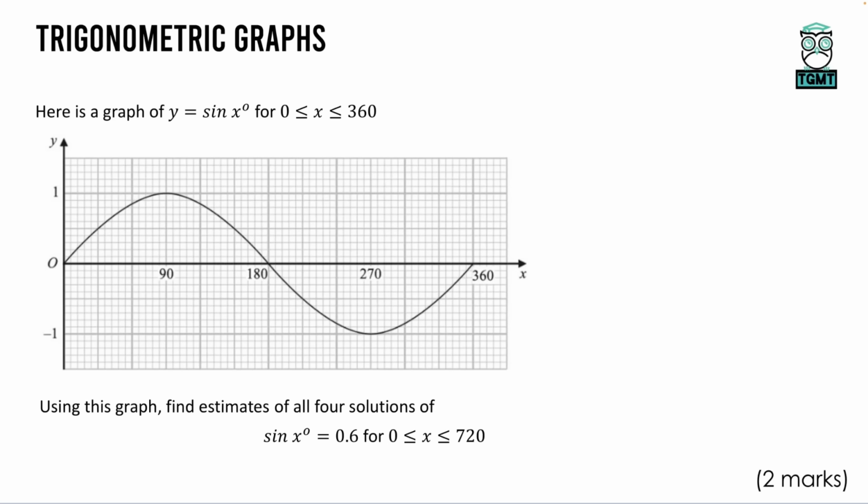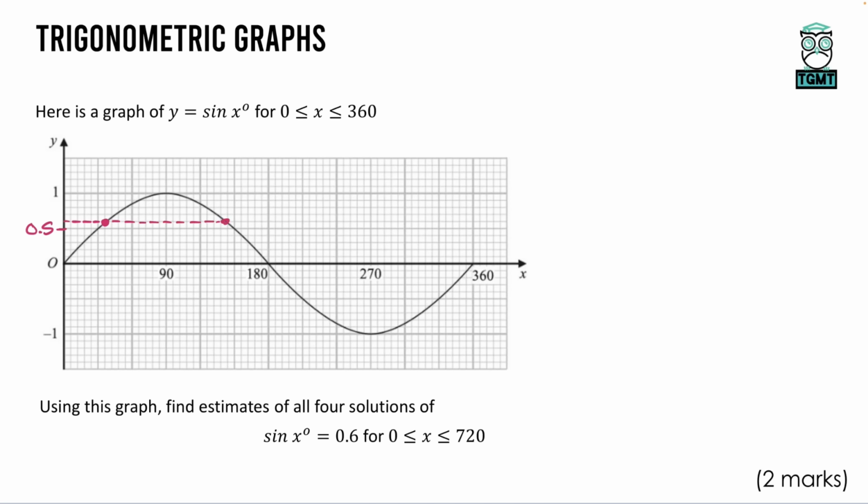Okay, so there are different types of trigonometric graphs. This is quite a nice question. It says here is a graph of y equals sine x between 0 and 360. We've got a sketch of the graph. It says using this graph, find estimates of all four solutions of sine x equals 0.6, but between 0 and 720. Now if we look for where sine x is equal to 0.6, if we find 0.6 on our axes, which is close to here, that's 0.5, it'd be one square above that, so we would go along and we would hit the curve right here.